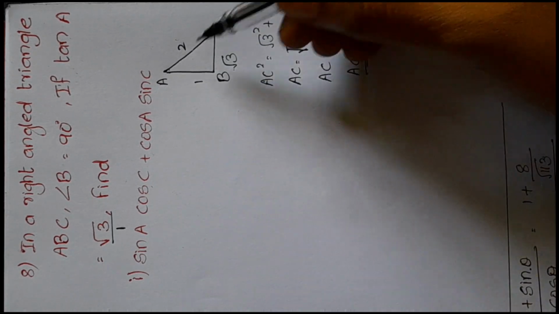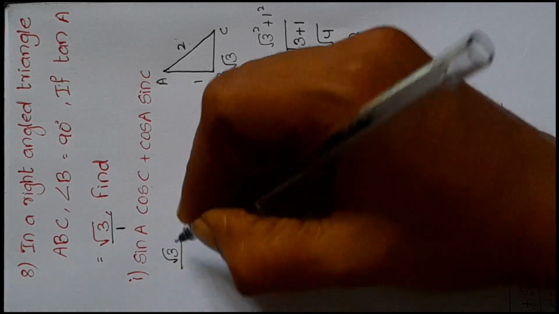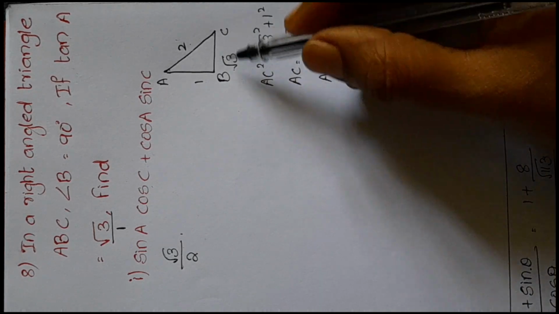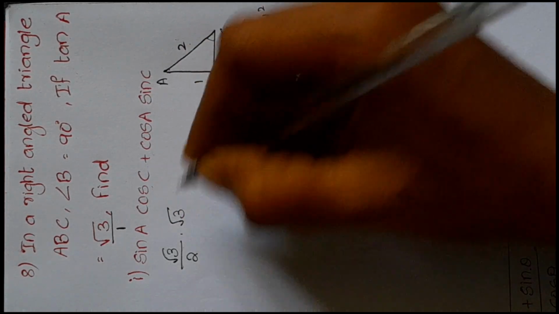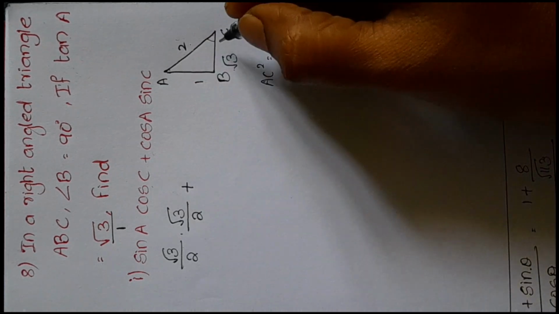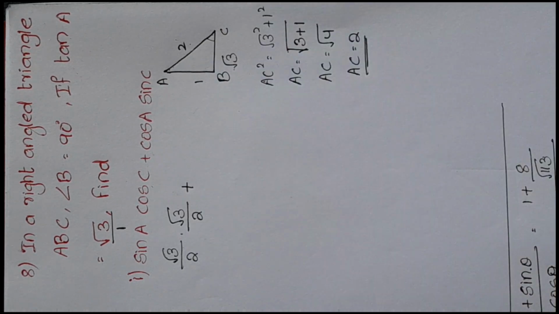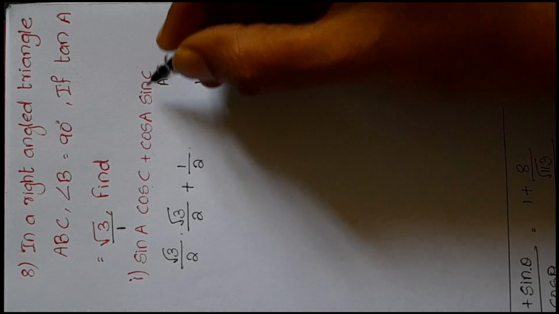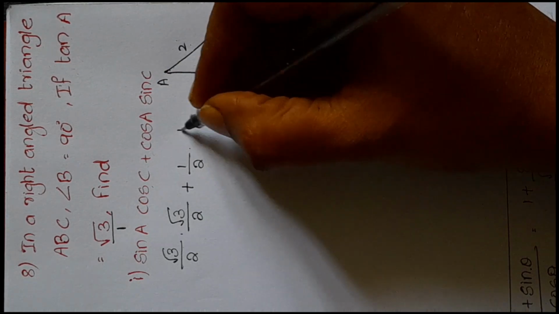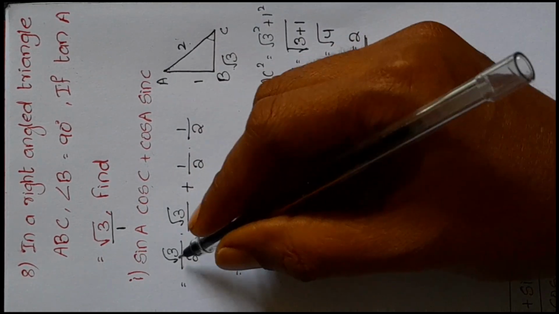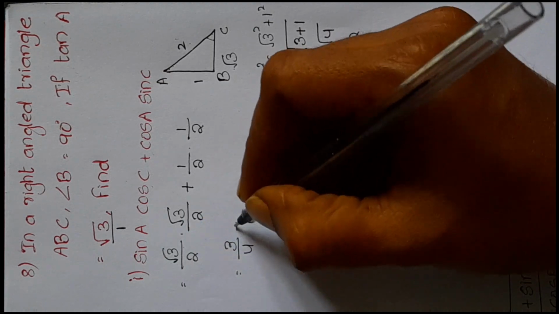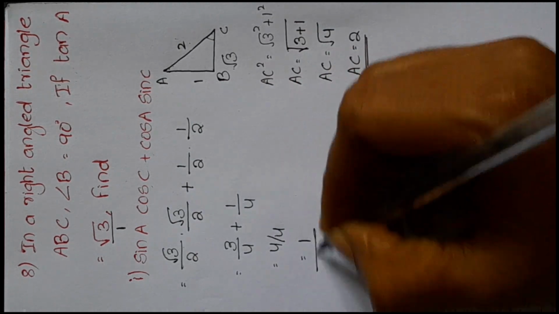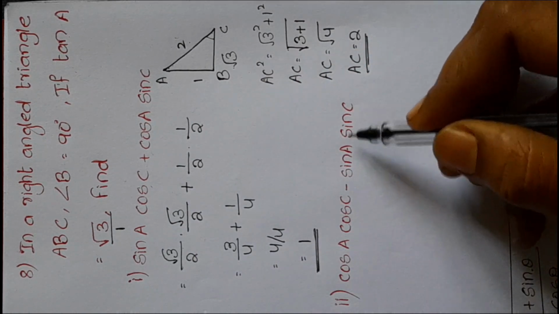Now sin A value is opposite by hypotenuse. Opposite is root 3 by hypotenuse is 2. Cos C value is adjacent side by hypotenuse. Adjacent side for cos C is root 3 by hypotenuse is 2, plus cos A. For A it is adjacent side by hypotenuse. For A adjacent side is 1. 1 by 2 into sin C. For C opposite side is 1, 1 by hypotenuse is 2, which is equal to root 3 into root 3 becomes 3. 2 2s are 4, plus 1 by 4, which is equal to 4 by 4. The answer is 1.